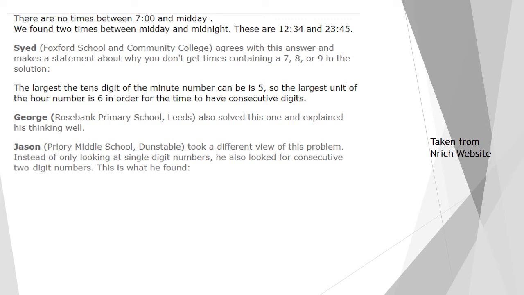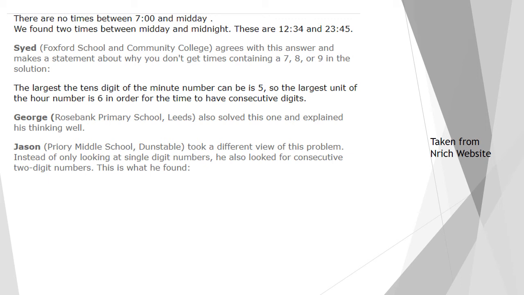He makes a statement about why you don't get times containing a 7, 8 or 9 in the solution. And he said the largest the tens digit of the minute number can be is 5. So the largest unit of the hour number is 6 in order for the time to have consecutive digits. George from Rosebank Primary School also solved this one and explained his thinking well.